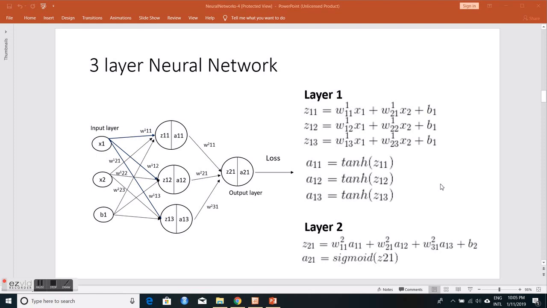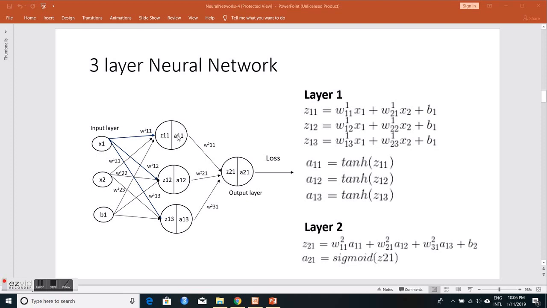Now in our previous presentation 3, I had taken a simple 3-layer neural network where I had the features x1 and x2 and a bias b1, and we had the weights w11, w12 and w13, where the superscript corresponds to layer 1, and we can compute the linear activation z11 as the product of w11 into the feature x1 plus w21 into x2 plus the bias, which is what we have here. Similarly, z12 is w12 superscript 1 x1, plus w22 superscript 1 x2, plus b1, and z13 is w13 superscript 1 x1 plus w23 superscript 1 x2 plus b1.